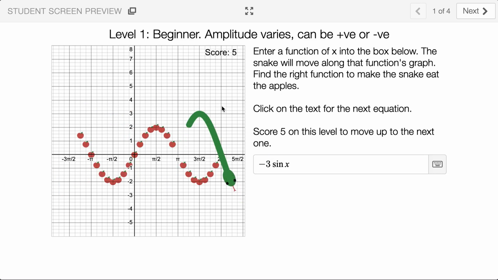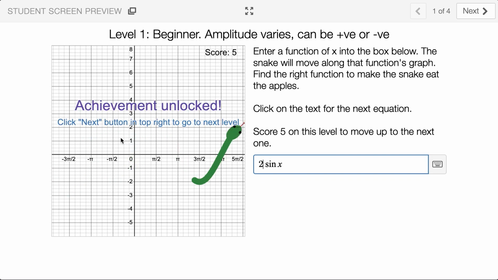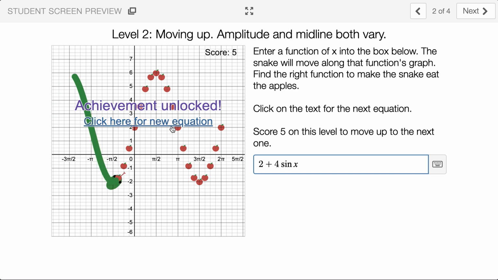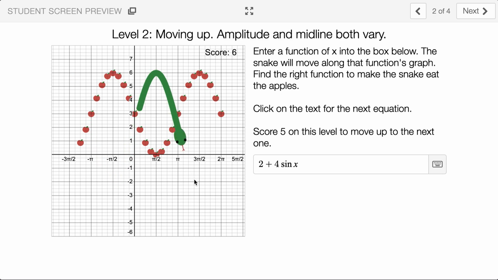Okay, looks like we're almost finished the first level. Once we get 5 points, we actually can go on to the next one. Let's see. So at present, obviously we're just varying the amplitude. Okay, so now it's going to say, click next to go on to the next level. So here's the next screen. Now the midline could vary or the amplitude could vary. And let's see, this is going to be 2 plus 4 times sine x, I think. Okay, and it reads the equation as soon as you type it. So you get fairly direct feedback. And why is it more fun to see a snake eating apples than just to try and match a graph? I don't know, but it kind of is.